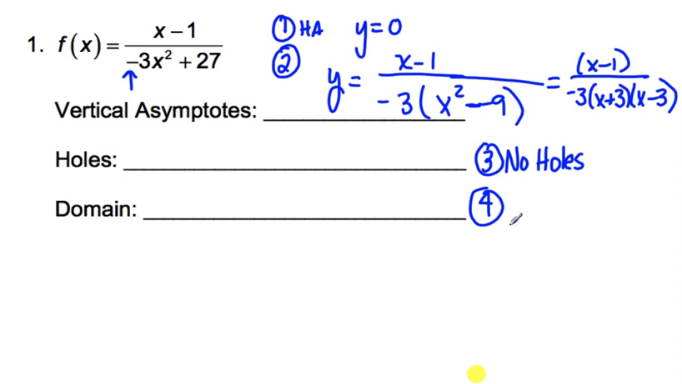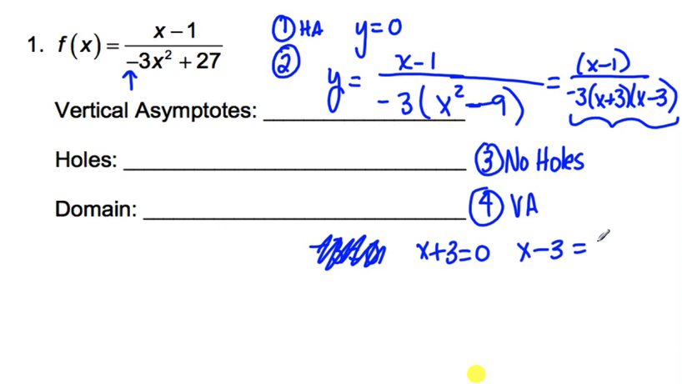Number 4 are the vertical asymptotes. And where do the vertical asymptotes come from? The bottom. So since nothing canceled, they're all asymptotes. Now, what about -3? If I set -3 equal to 0, that doesn't have a variable, so it just goes away. Then x plus 3 equals 0, and x minus 3 equals 0. So this is x equals -3, and this is x equals 3.